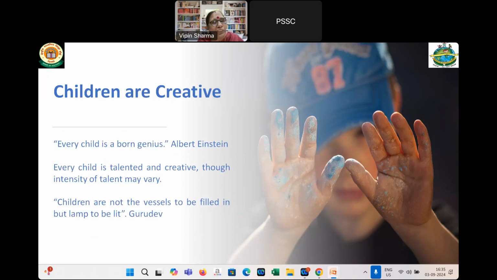Every child is a born genius, said Albert Einstein. Every child is talented and creative, though intensity may vary. They are not vessels to be filled, but a lamp to be lit, said Gurudev. Please remember how they are creative, how they want to learn. Yes, experiential learning is wonderful. That is really art integrated learning. Yes, activities as Sarojini has put up. Give them activities in the classroom.